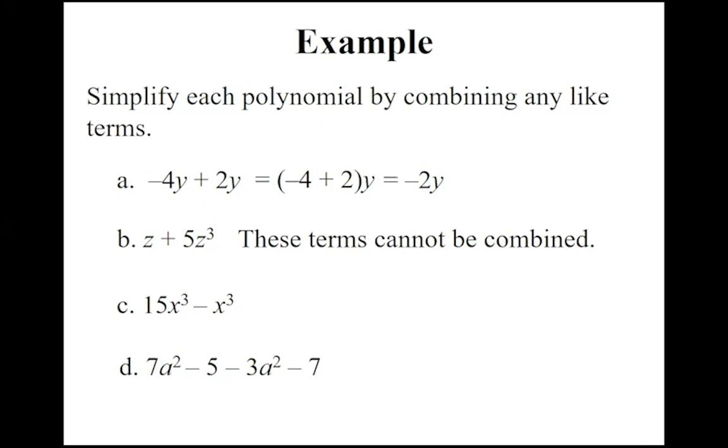Be careful. I've had students look at this and say, well, clearly the answer is 15 because we have 15x cubed and we're taking away the x cubed, and that leaves us with 15, which is logical, but incorrect. 15x cubed minus x cubed means 15x cubed minus 1x cubed. And 15 of them minus 1 of them is 14 of them. 14x cubed. We're not erasing the entire x cubed. We're just taking 1 away from the 15 of them.